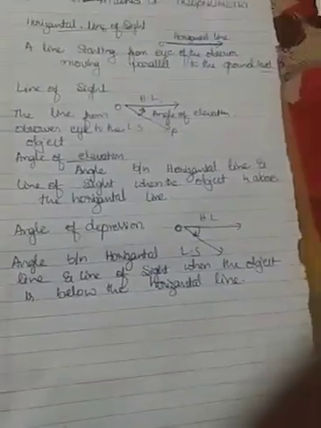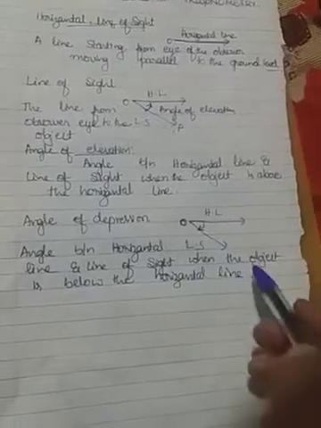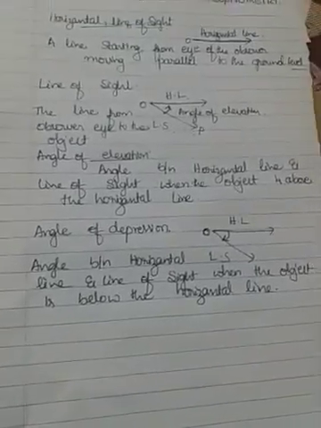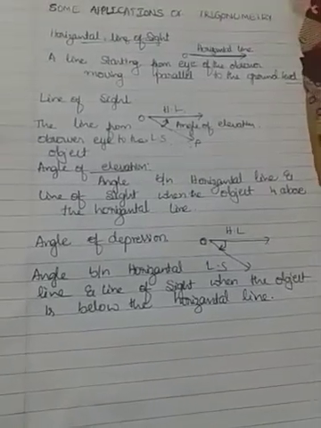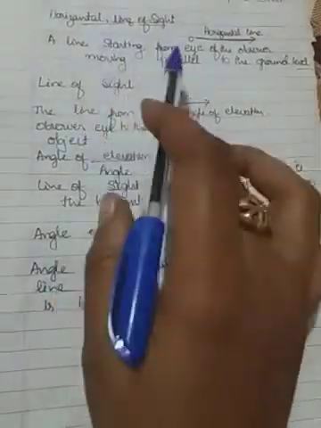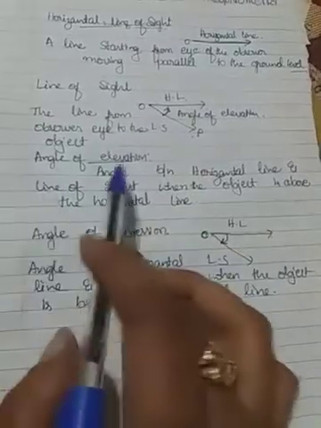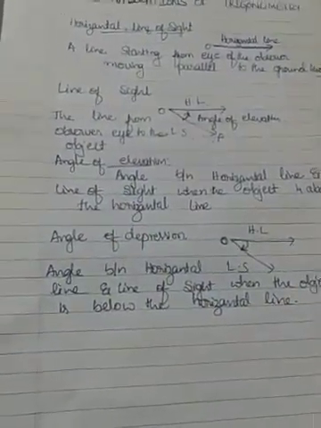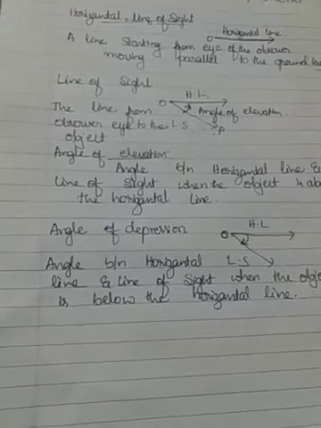The angle between the horizontal line of sight, when the object is below the horizontal line, is called the angle of depression. Hope you will understand this. Okay, so these are the important terms in this lesson on applications of trigonometry: horizontal line, line of sight, angle of elevation, and then the angle of depression. The remaining values and theta, you know everything.